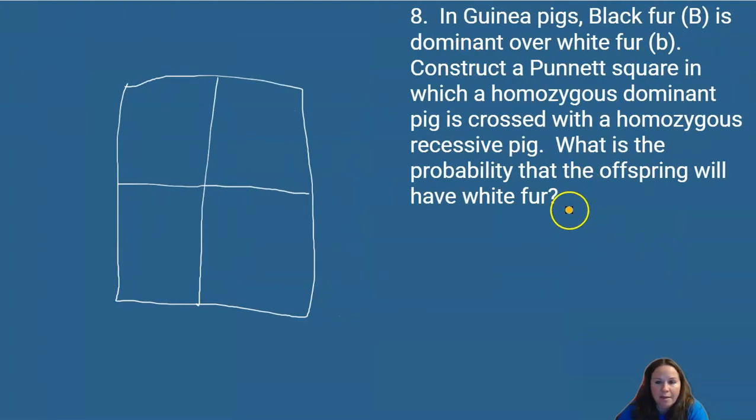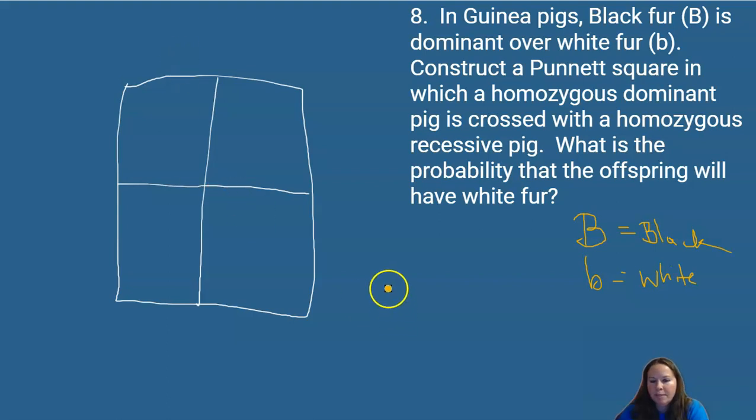Number 8, in guinea pigs, black fur is dominant over white. So I'm going to do a big B is black. And a little b is white. Construct a Punnett square in which a homozygous dominant pig is crossed with a homozygous recessive pig. What's the probability the offspring will have white fur?